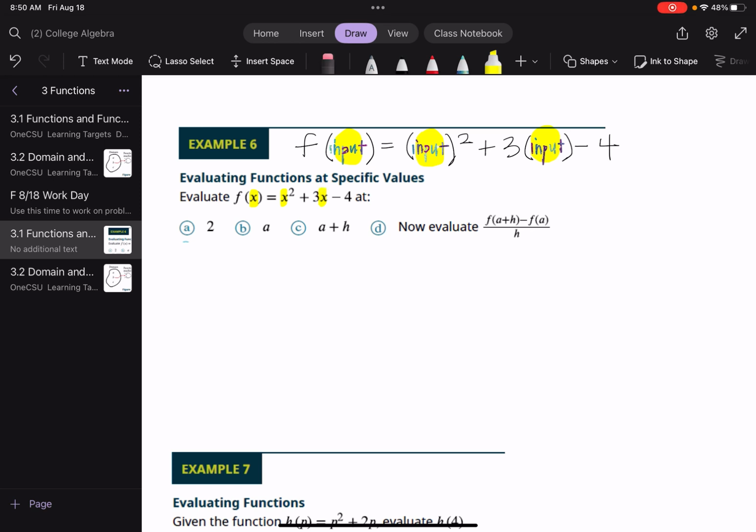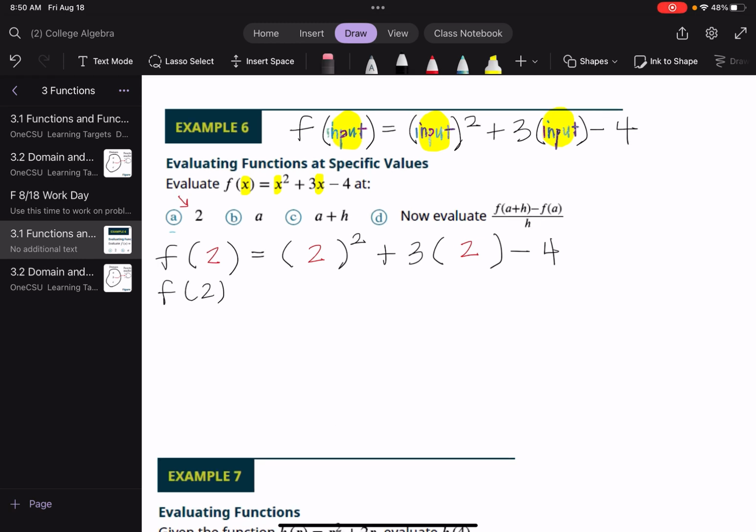So I just basically make these blanks where the input should go based off where these placeholder inputs are in the given function. So when I'm working one of these, I just like to go ahead and make my shell. I call it a shell because it's just got these placeholders. And essentially what we're going to do is, in this first one, the input is 2. So we put 2 everywhere there's a place to put the input. And then we just evaluate, which is simply perform any operations that we can. So this is 4 plus 6 minus 4 equals 6. So f of 2 is 6.